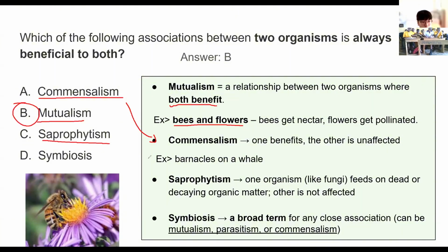And we have another type, saprophytism, another type of interaction between organisms where one organism, like fungi, feeds on dead organic matter. And finally, symbiosis is a broad term for any two close relationships. Symbiosis is everything combined as a larger topic. Any sort of association is called symbiosis.